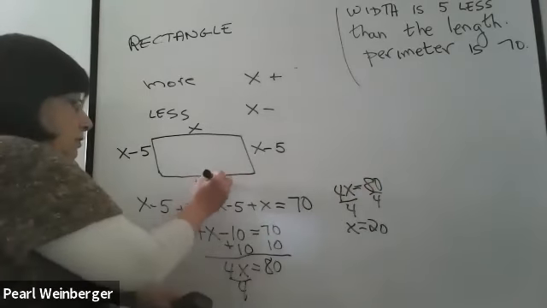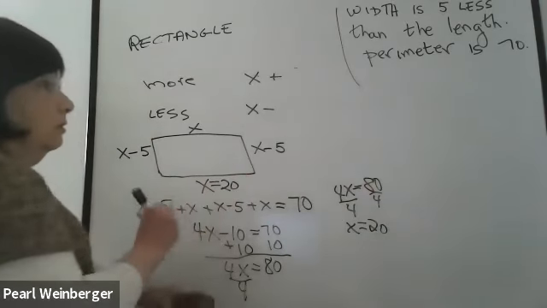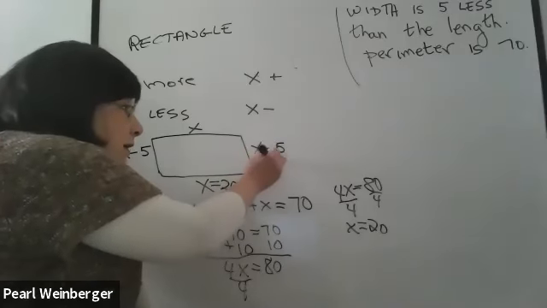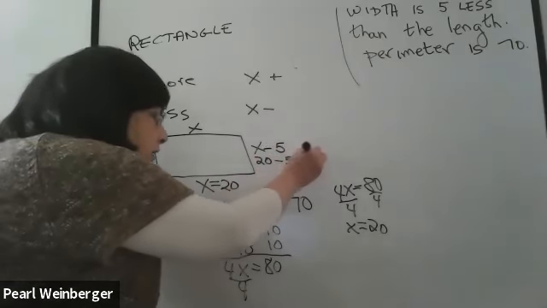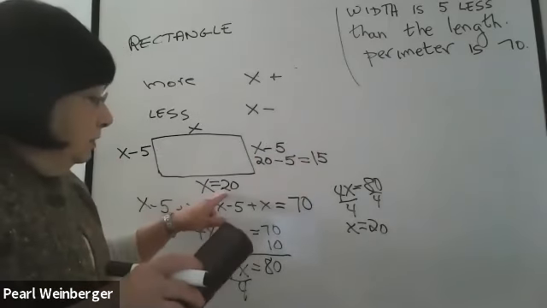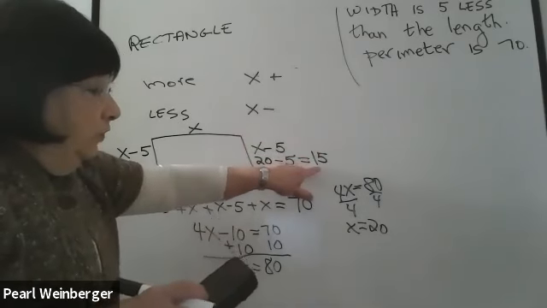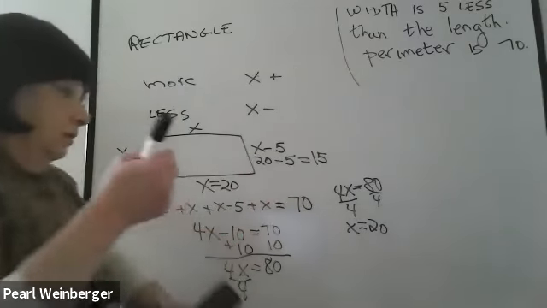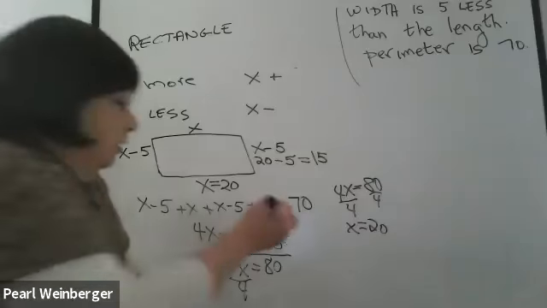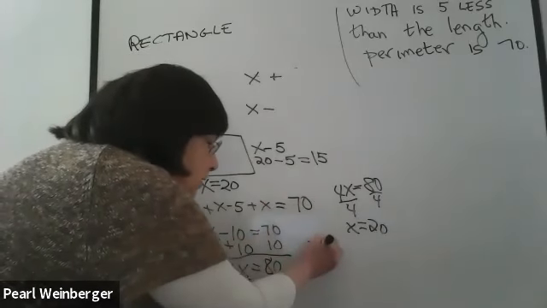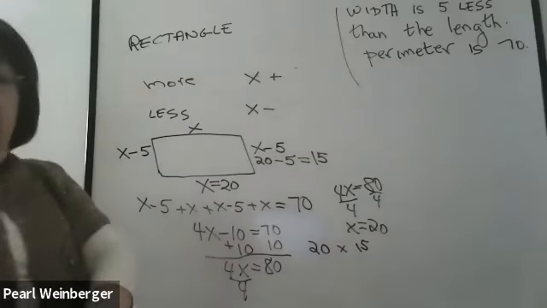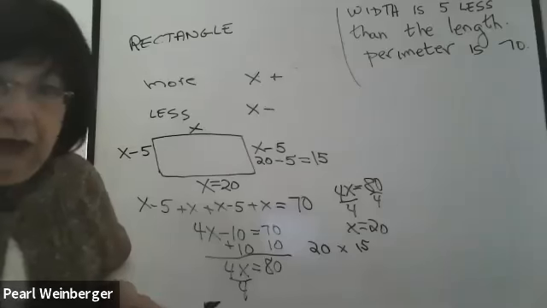That means the X is 20. That's the length. The width was X minus 5, so that's 20 minus 5, which is 15. So my dimensions are the length is 20 and the width is 15. Again, you could write it separately, but specifically say what is the length and what is the width, or you could put it like this, 20 by 15. I hope most of you got that correct.